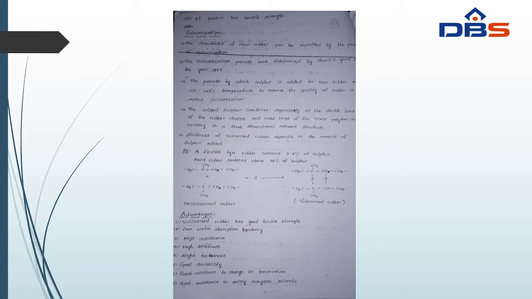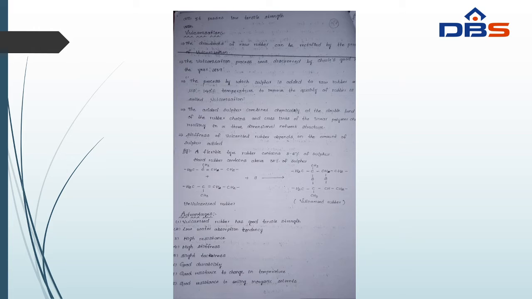Next subheading is vulcanization. Are you listening to my words, students? Vulcanization is a very important question. The drawbacks of raw rubber can be rectified by the vulcanization process. The vulcanization process was discovered by Charles Goodyear in the year 1839. The process by which sulfur is added to raw rubber at 110 to 140 degrees temperature to improve the quality of rubber is called vulcanization.